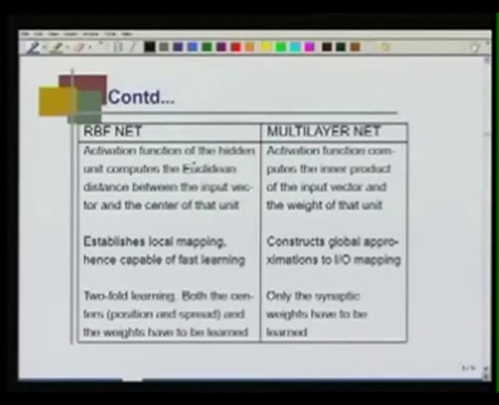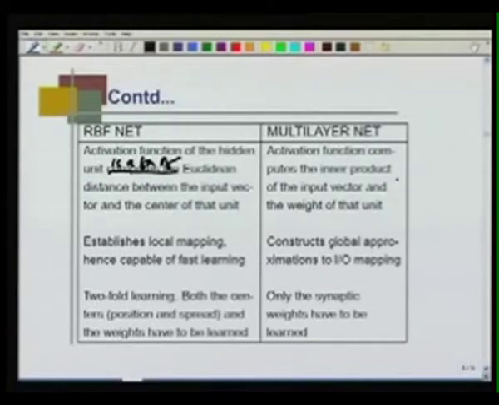So in a radial basis function network, the activation function of the hidden unit is a function of the Euclidean distance between the input vector and the center of that unit. Okay. So the activation function is a function of the Euclidean distance between the input vector and the center of that unit in a radial basis function network, whereas in a multi-layer network the activation function computes the inner product of the input vector and the weight of that unit.